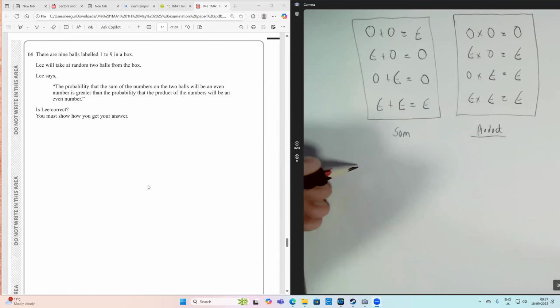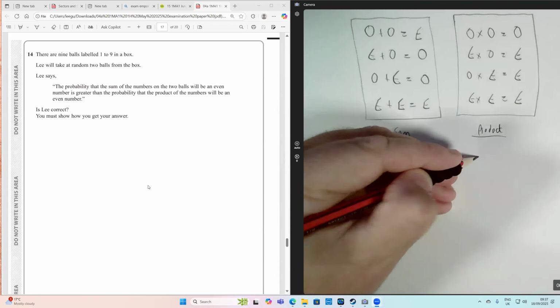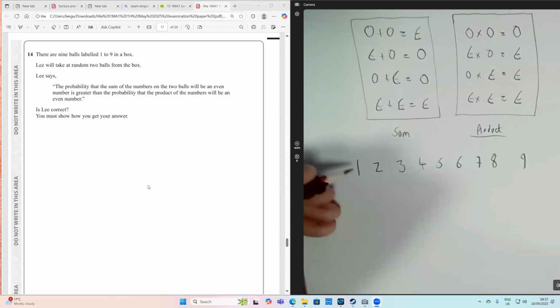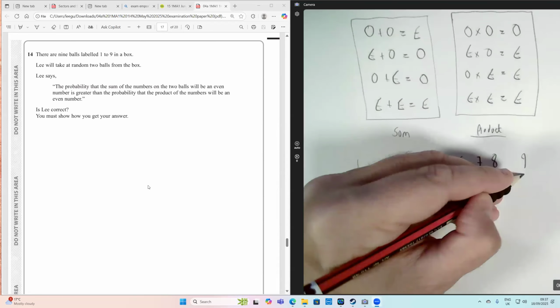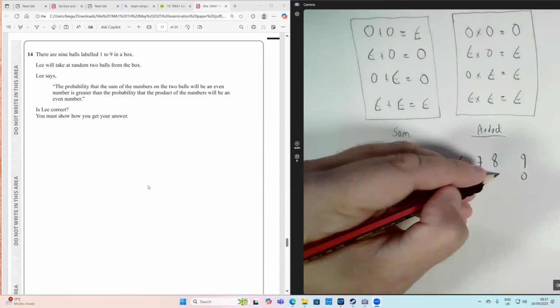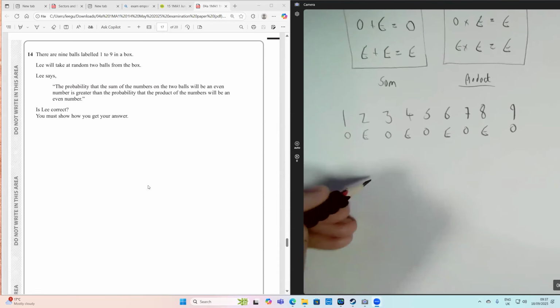Now there are 9 of these balls in the box. So let's just put them down. Let's call them 1, 2, 3, 4, 5, 6, 7, 8, and 9, and label what they are. We have odd, odd, odd, odd, odd, even, even, even, even. So let's start to draw our tree diagram based on this now.